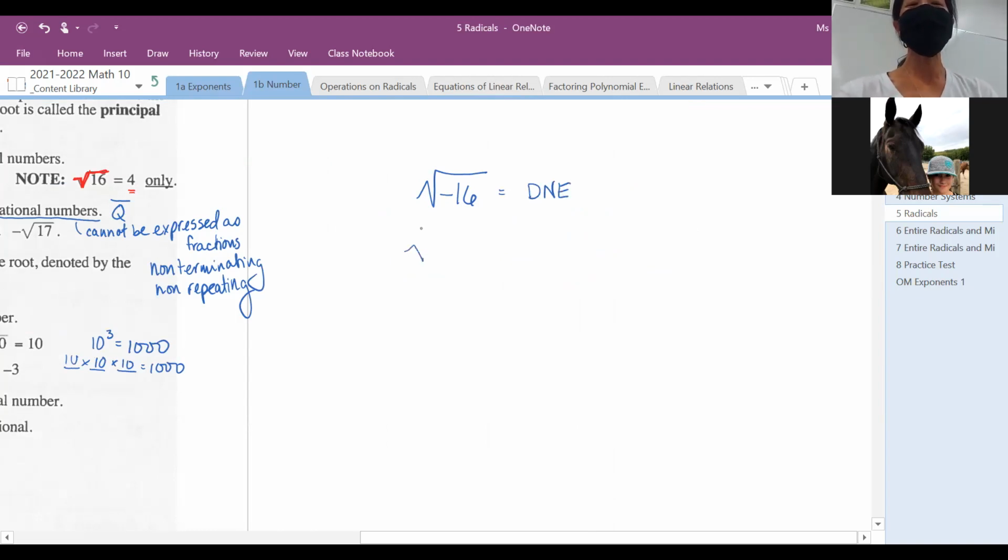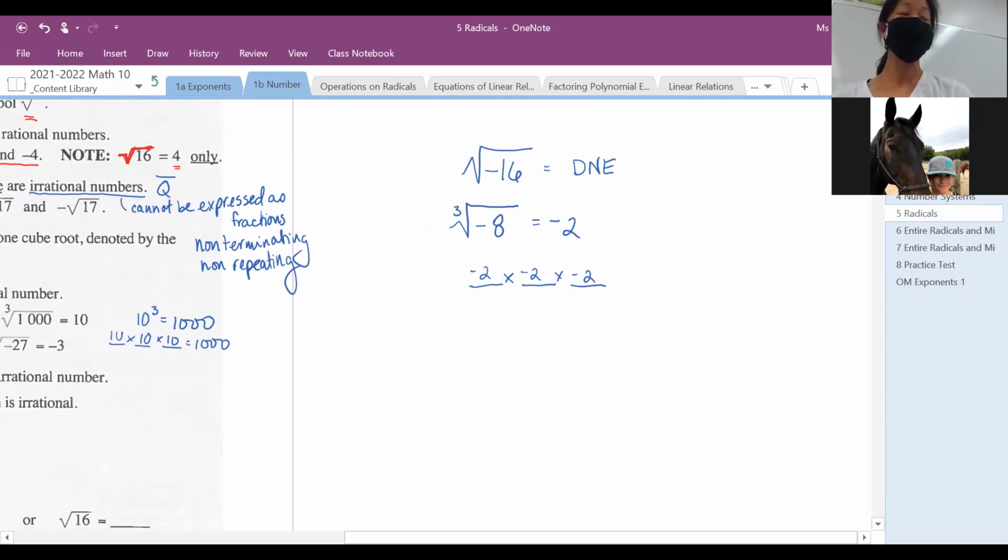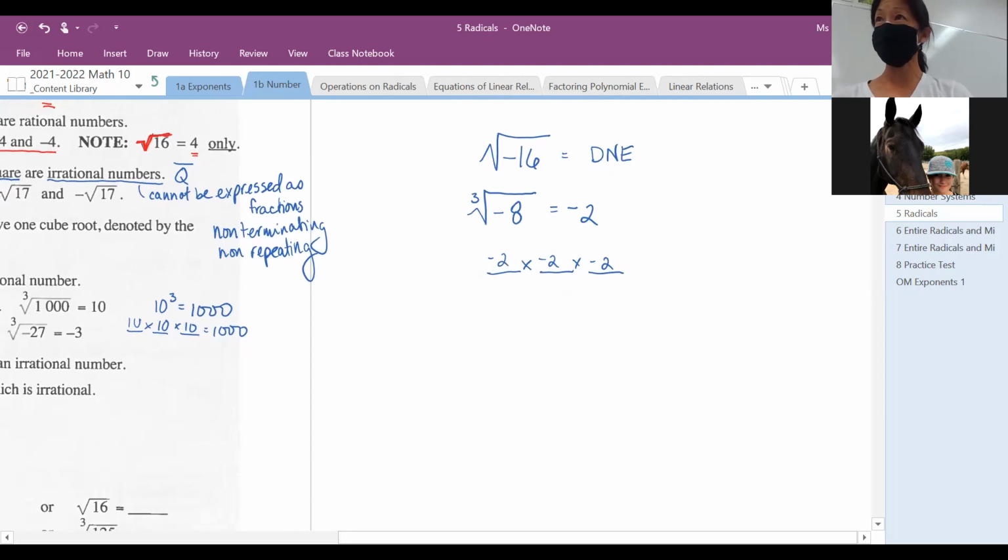Okay. Whereas if I asked you, what is the cube root of -8, what times itself 3 times equals -8? It is -2. Yeah. So the cube root of -8 is -2. So we can find the cube root of a negative. We cannot find the square root of a negative.